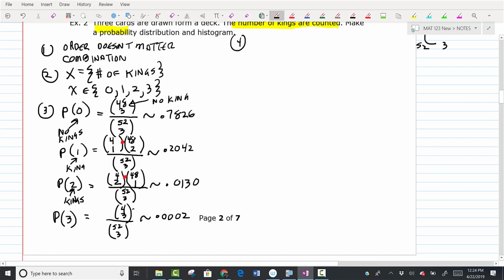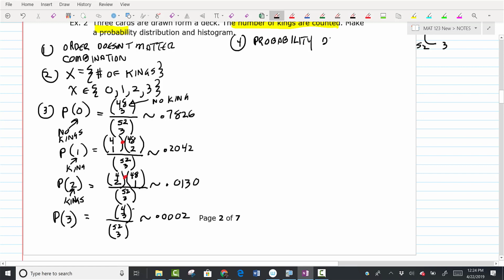Now, the other thing I want to ask you is this: what do you think these 4 numbers add up to? Add up to 1, right? 78%, 20%, 1.3, yes, they all add up to 1. So you can check if you've done that correctly just by quickly adding those up and seeing if they add up to 100%, which they should. The next thing we're going to do is what we call a probability distribution.